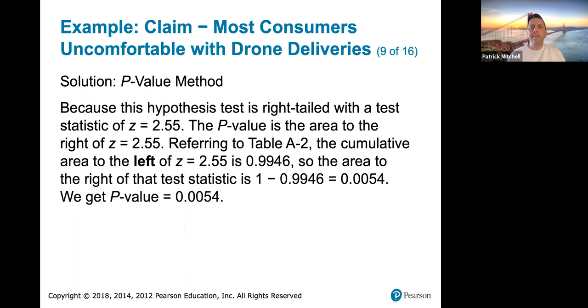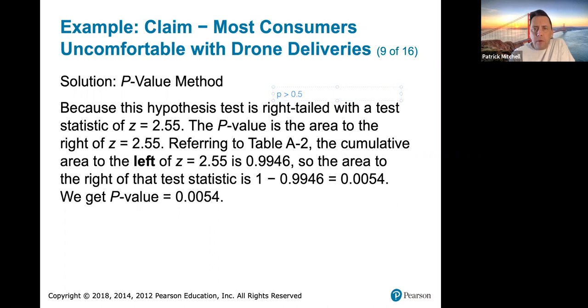Because this hypothesis test is right-tailed, and the reason it's right-tailed is because the alternative hypothesis says P is greater than 0.5. So if the alternative hypothesis has a greater than in it, that automatically makes the test right-tailed. It's right-tailed with a test statistic of 2.55.